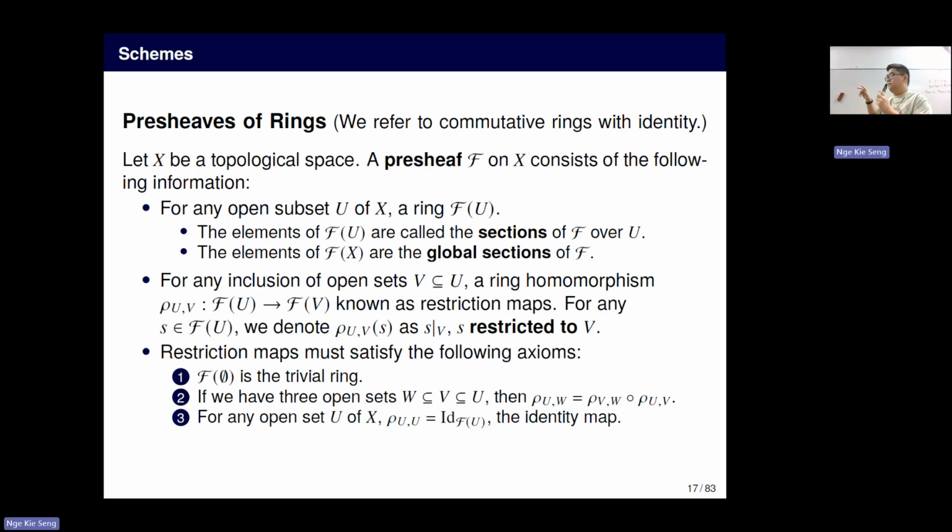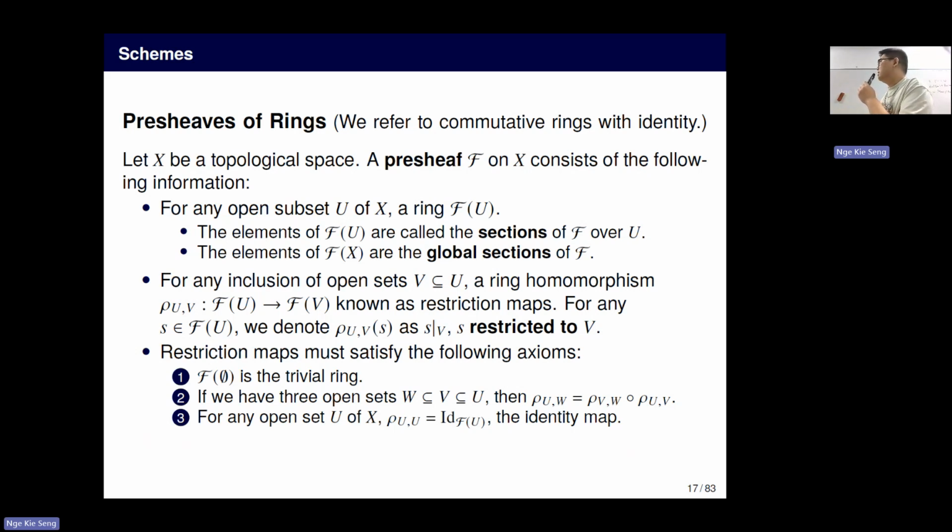For the special case U equals X itself, the whole space, we call the elements the global sections of F. Secondly, for any inclusion of open sets, V subset of U, we have a ring homomorphism going in reverse, from F(U) to F(V). We call them restriction maps. Each element s in F(U) we denote its image as s restricted to V.